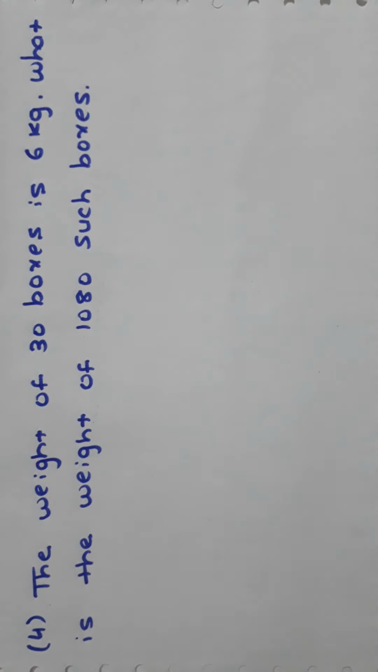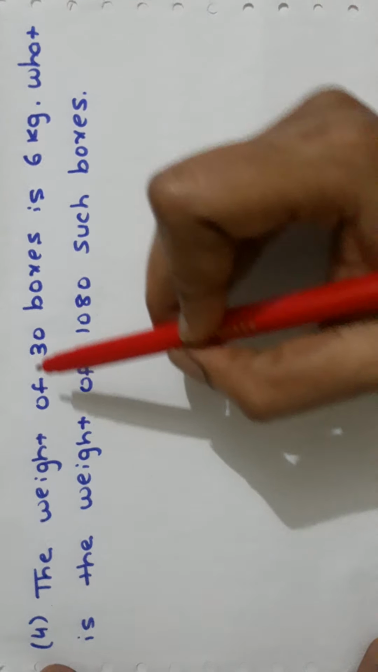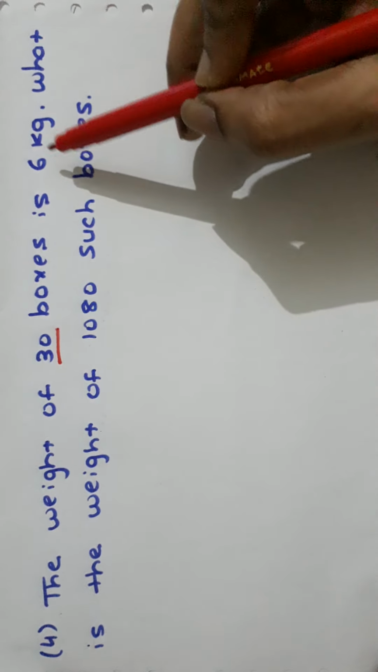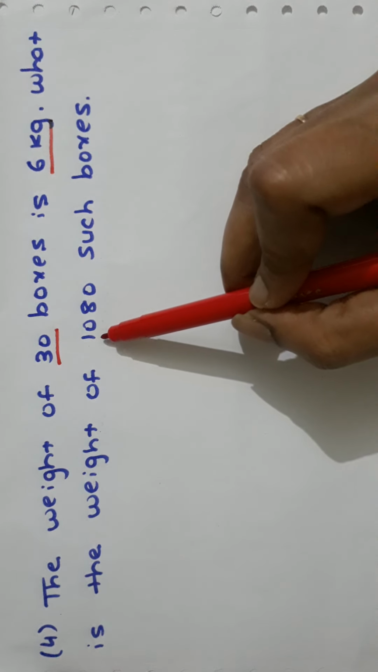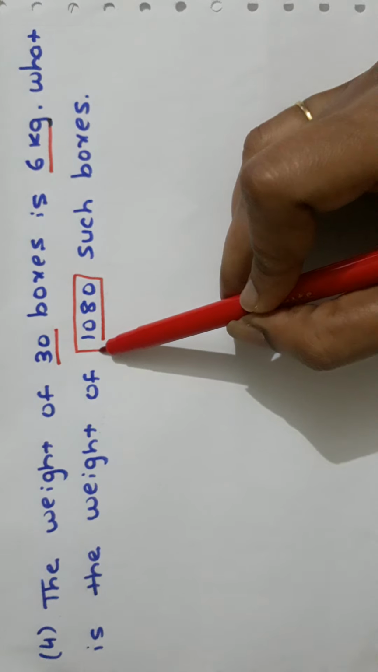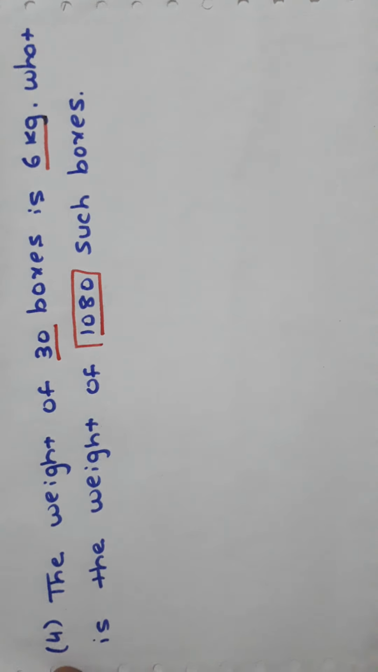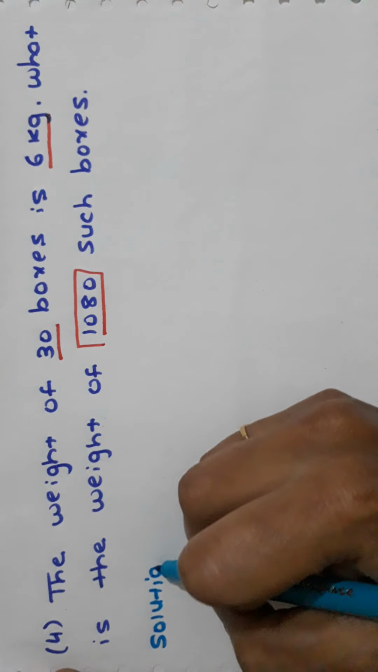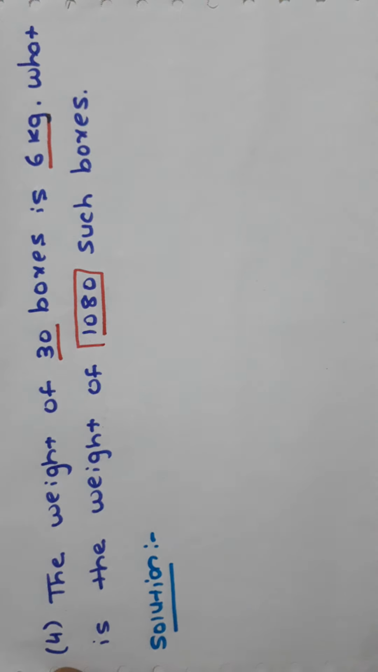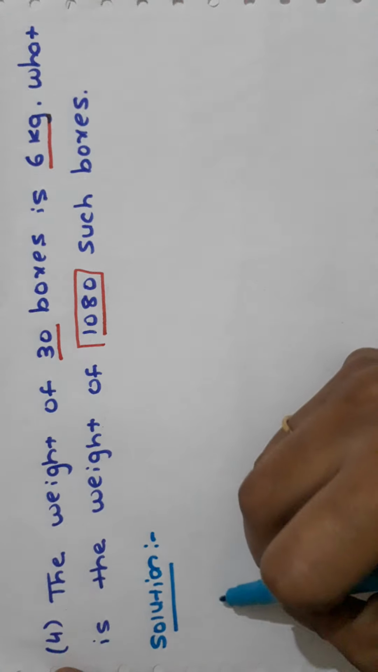Question number 4. The weight of 30 boxes is 6 kg. What is the weight of 1080 such boxes? So we know the weight of 30 boxes is 6 kg, and we have to find the weight of 1080 boxes. So again, unitary method. We will first find the weight of one box, and from the weight of one box we will find the weight of 1080 boxes.